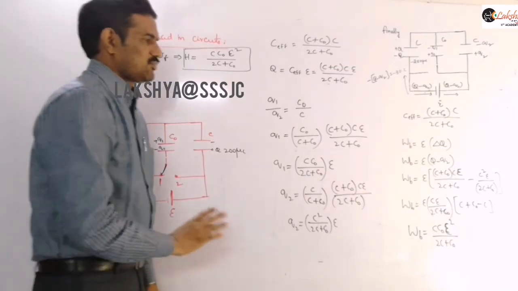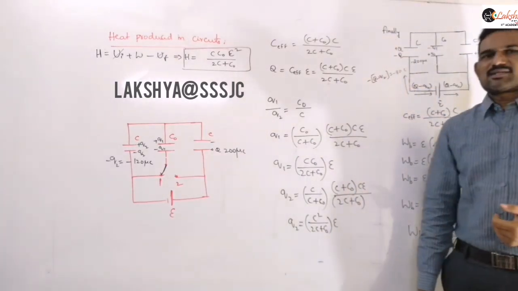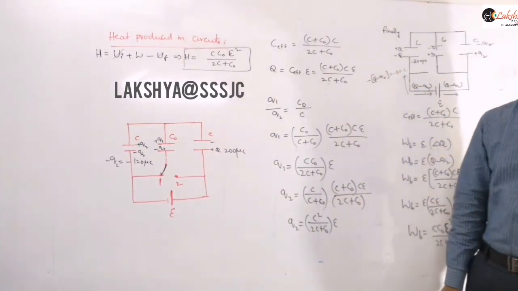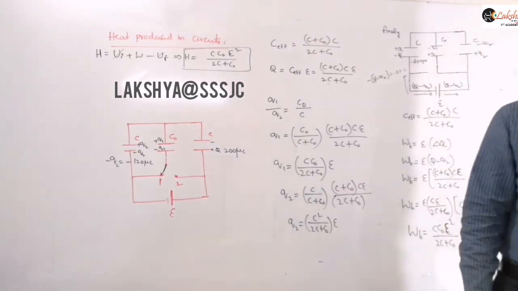So this is about heat produced, some examples based on it. In our next class I will explain the charges flowing through the switches, and in that also there will be some heat calculations. I will explain those problems in our next class.